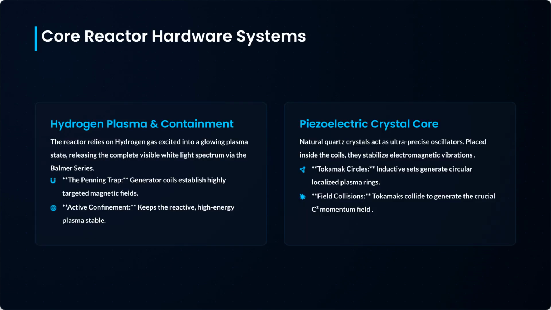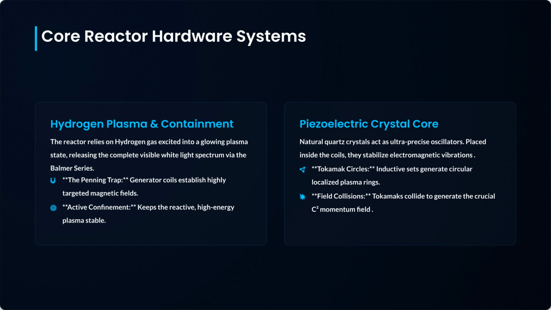Now let's look at the actual engineering hardware required to create this volumetric light path. At the heart of the engine is a hyper-precise core reactor that utilizes hydrogen plasma. We use hydrogen because its Balmer spectral series naturally emits all colors across the visible spectrum. Full-spectrum visible white light is vital. It contains all the necessary components to journey safely with the speed of light. This plasma is firmly confined around a core crystal using an electromagnetic penning trap.